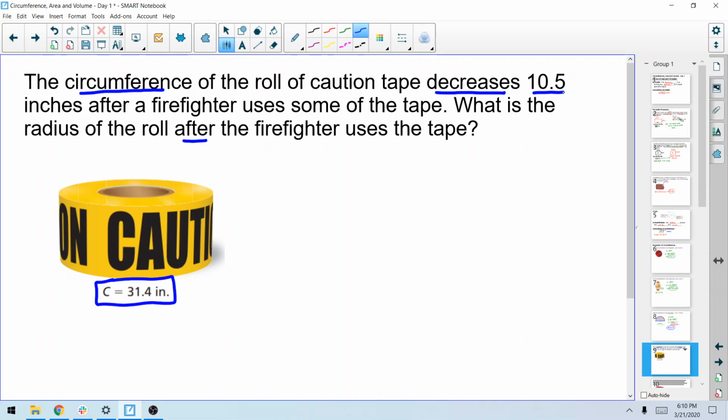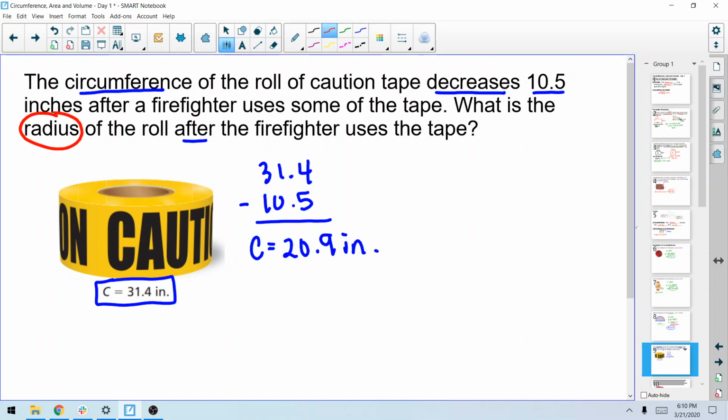Okay, so I have the circumference is 31.4. That's going to decrease, which means subtract, by 10.5 inches, which means 31.4 minus 10.5. The new circumference is going to be 20.9 inches after he uses the tape. But they don't want the circumference. They want to know the radius. Okay, so let's think about this.